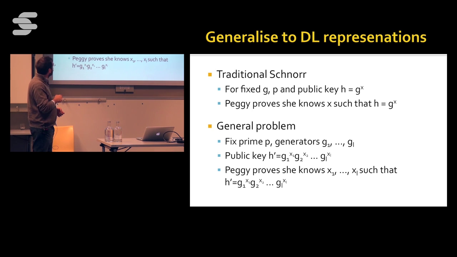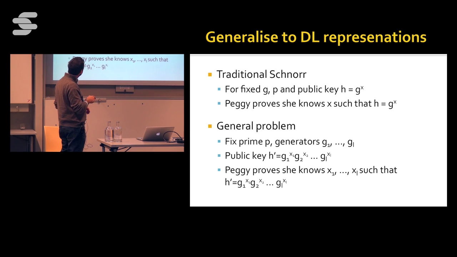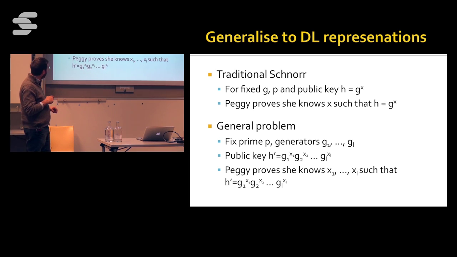So the traditional Schnorr just has a G and a P, P being the number of notches on my huge clock in which I do arithmetic, and we prove basically that some H, which is a public key, is G to the X. That's it, and I know the X such that we have G to the X. Fine. This was the simple version that we just saw now.